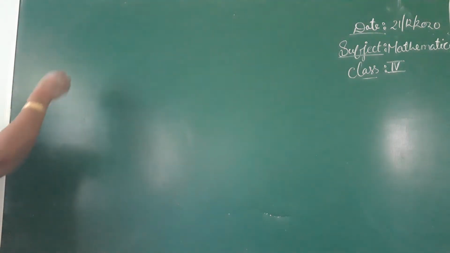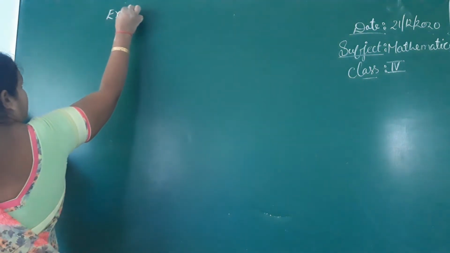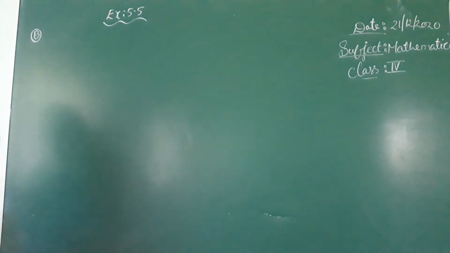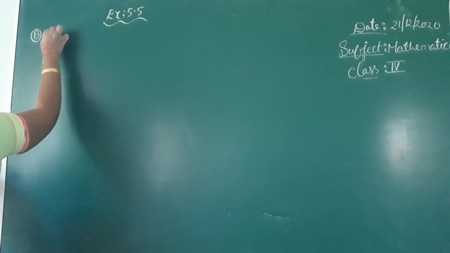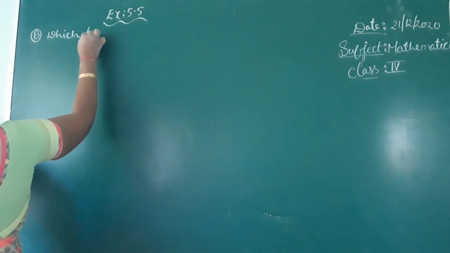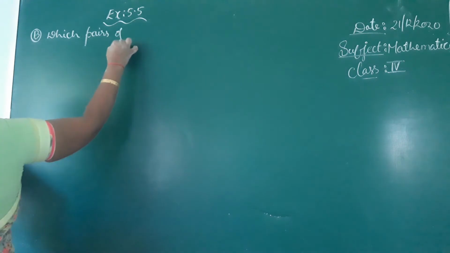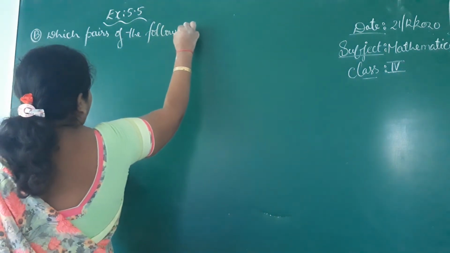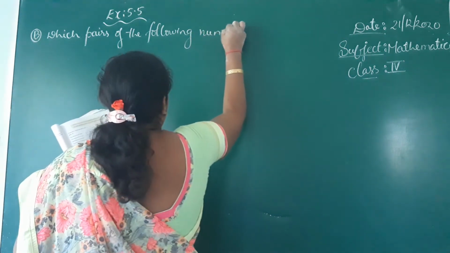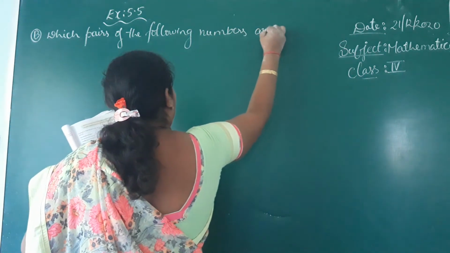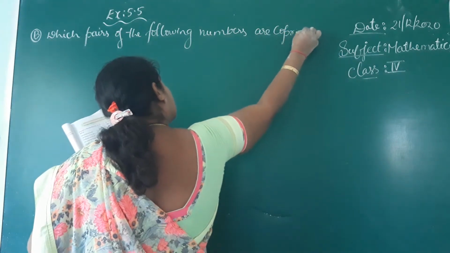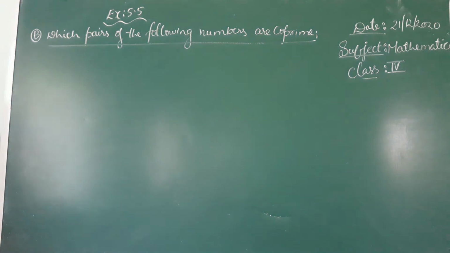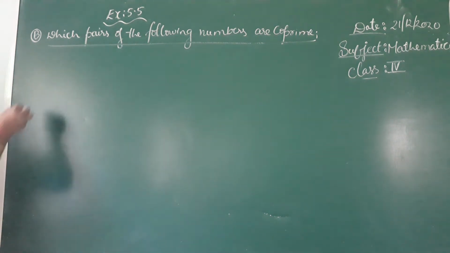Exercise 5.5, B Roman. Which pairs of the following numbers are co-prime? See the first one, 17, 15.